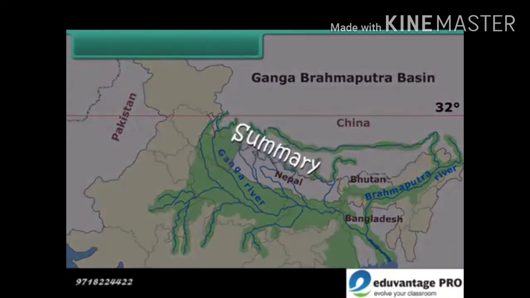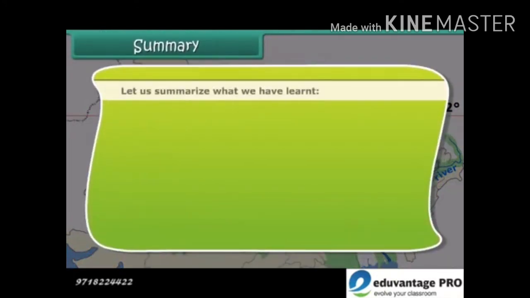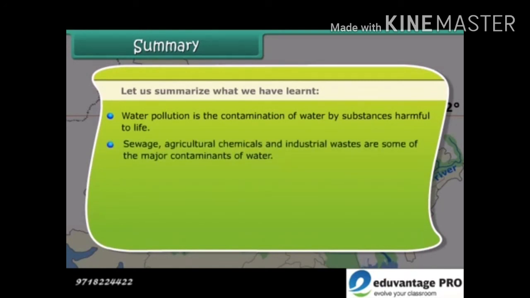Summary. Let us summarize what we have learned. Water pollution is the contamination of water by substances harmful to life. Sewage, agricultural chemicals, and industrial wastes are some of the major contaminants of water. Water which is purified and fit for drinking is known as potable water.